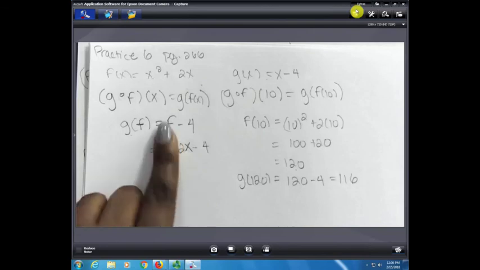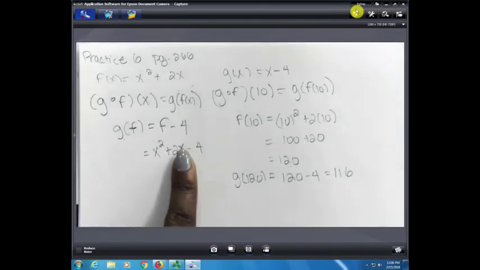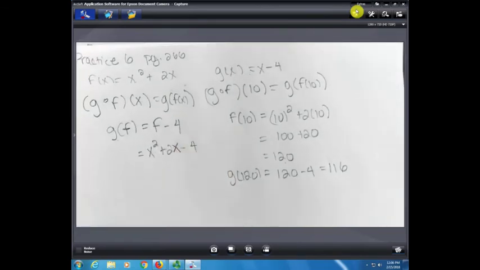And again, when you're composing these functions, you still have to deal with the domain and range using our criteria, whether it's a fraction, square root, or some combination.